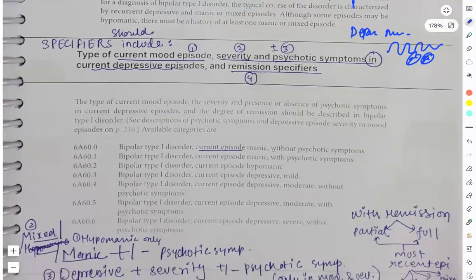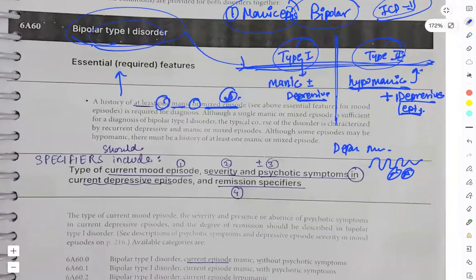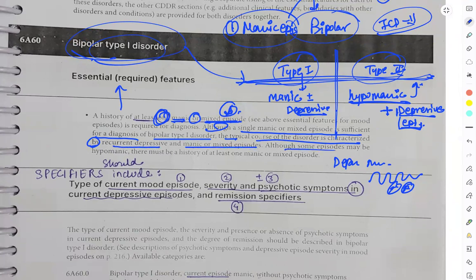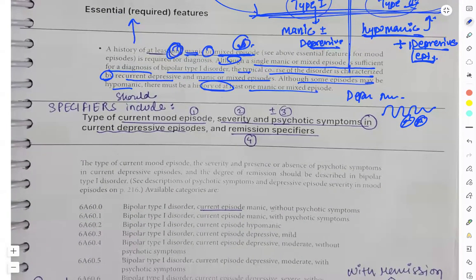So, at least one manic or mixed episode. Although a single manic or mixed episode is sufficient for a diagnosis of bipolar type 1 disorder, the typical course of the disorder is characterized by recurrent depressive and manic or mixed episodes. Although some episodes may be hypomanic, a history of at least one episode of mania or a mixed episode should be present. Then specifiers: how are you going to segregate bipolar type 1 disorder? They have given specifiers, and they include current mood episode, severity, and psychotic symptoms.